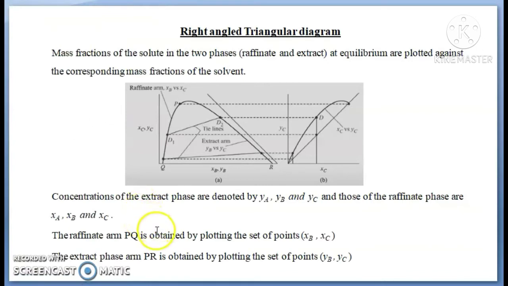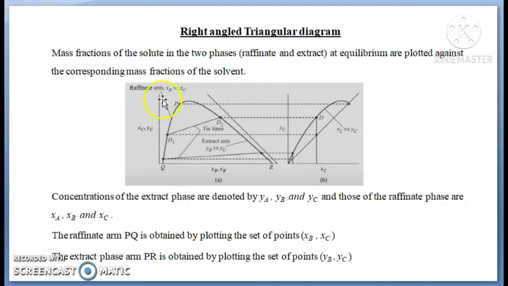Along with the equilateral triangular diagram, these equilibrium characteristics can be presented by the right angle triangular diagram. The mass fraction of the solute in the two phases, raffinate and extract phase, at equilibrium are plotted against the corresponding mass fraction of the extracting solvent. The concentrations of the extract phase are denoted by Y, YB and YC, and those of the raffinate phase are indicated by XA, XB and XC.